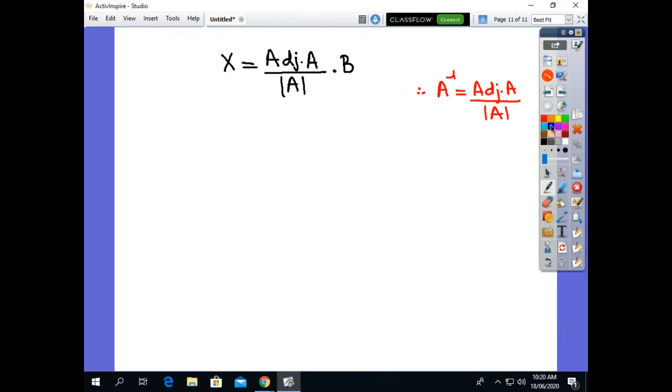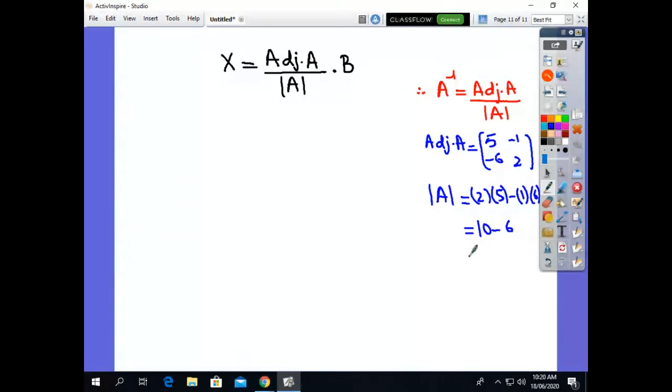What is adjoint of A? Adjoint of A is equal to 5, 2, -1, -6, and determinant of A is 2 multiplied by 5, and there is a negative sign in between them, 1 multiplied by 6. It becomes 10 - 6, which is 4.